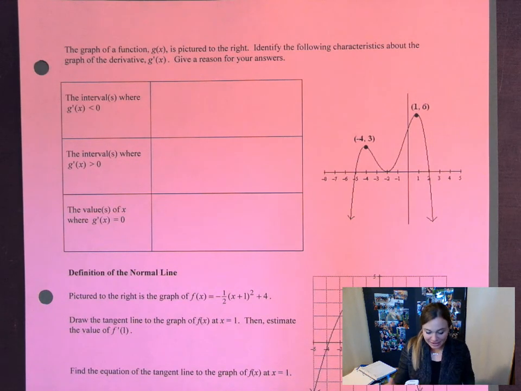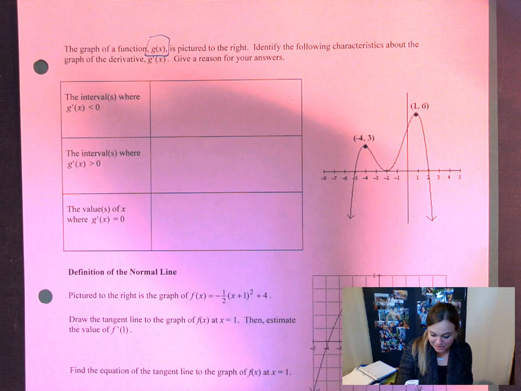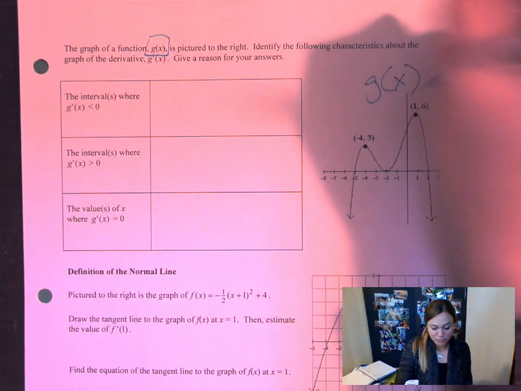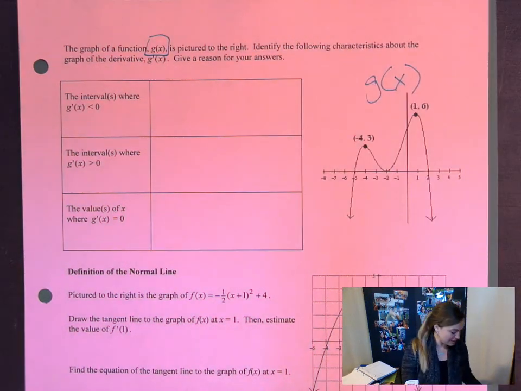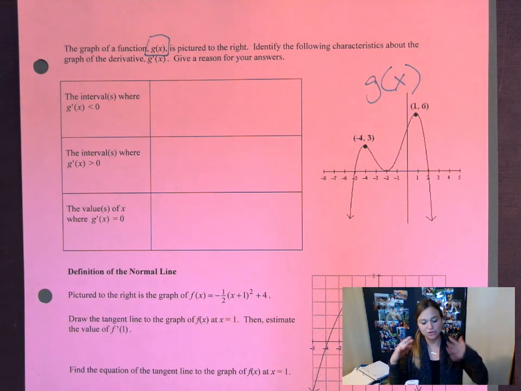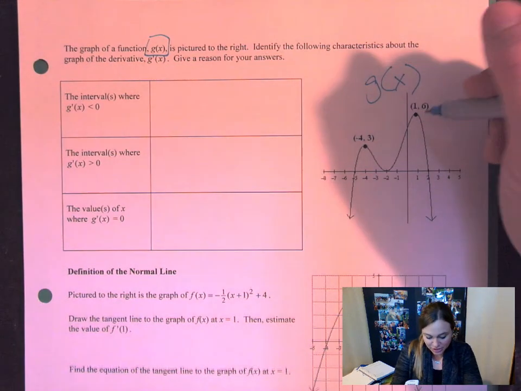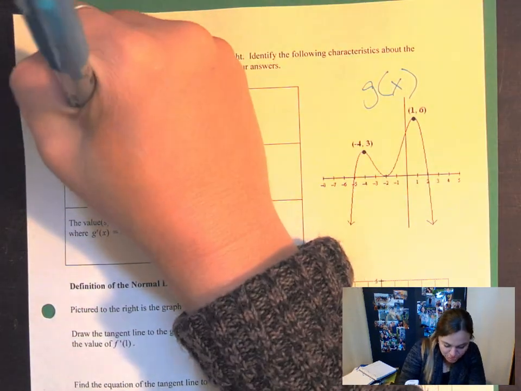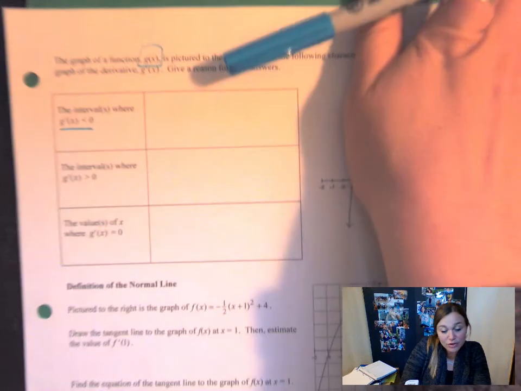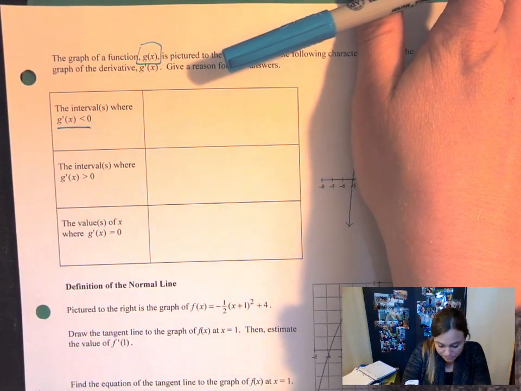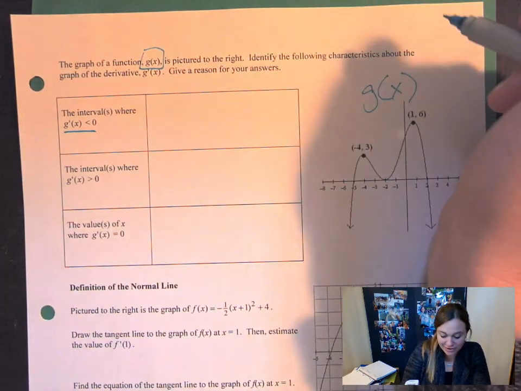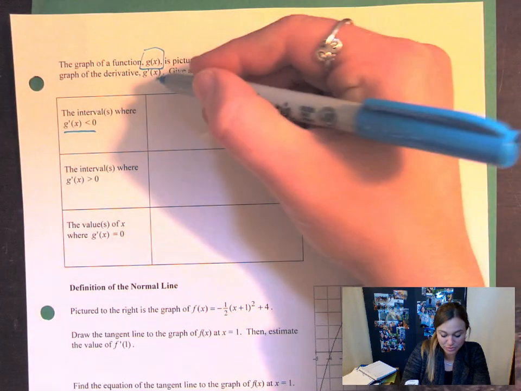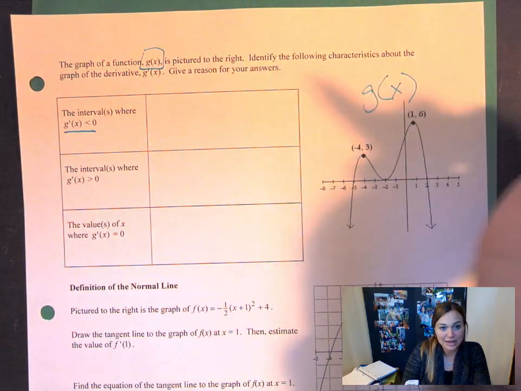So in this one, it's saying this function g of x is pictured at the right. This is going to be really, really important to label this. Because in this problem, but later you're going to have derivatives and you're going to have original functions and you're going to want it labeled. Okay, so I've got g of x. And so I want to know, where is g prime of x less than 0? So before I even look at this, even though I already labeled it, up at the top it says identify the following characteristics about the graph of g prime. Give a reason for your answer.